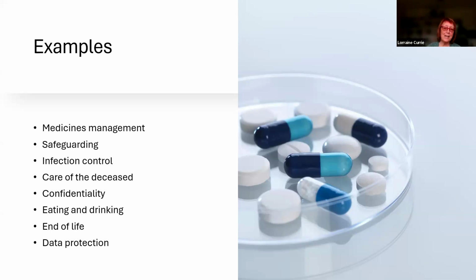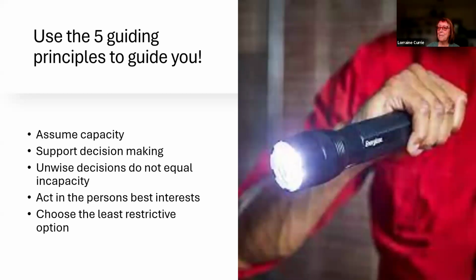That's probably not an exhaustive list, so if you've got anything different to that, then stick it in the chat, and Karen told you how to get to the chat, and I'll keep an eye on whether anything's there at the end. Okay, so rather than focusing on a policy on the MCA, we're going to talk a little bit about how to look at all of your other policies through the lens of the MCA and to use the 5 guiding principles to guide you.